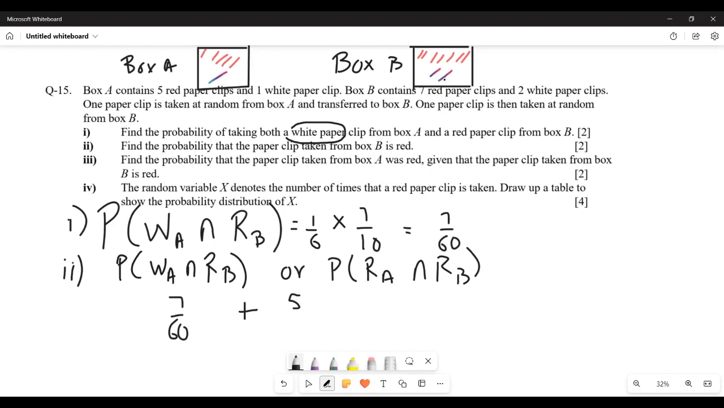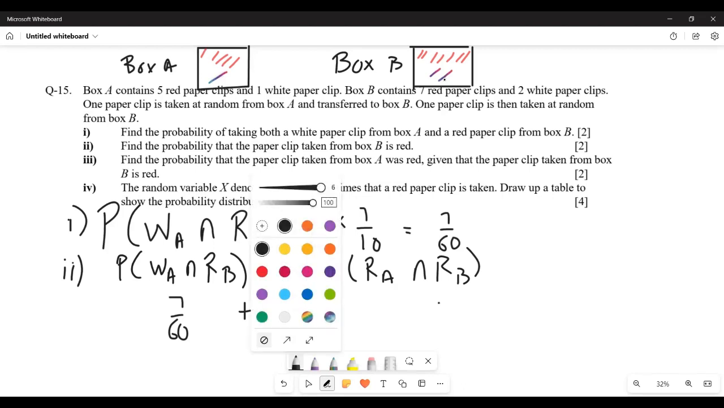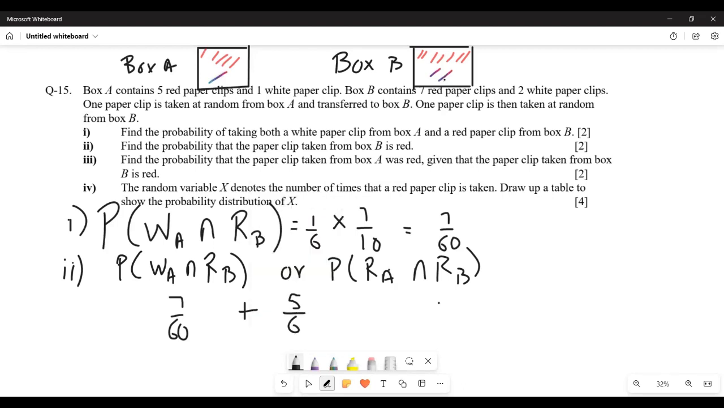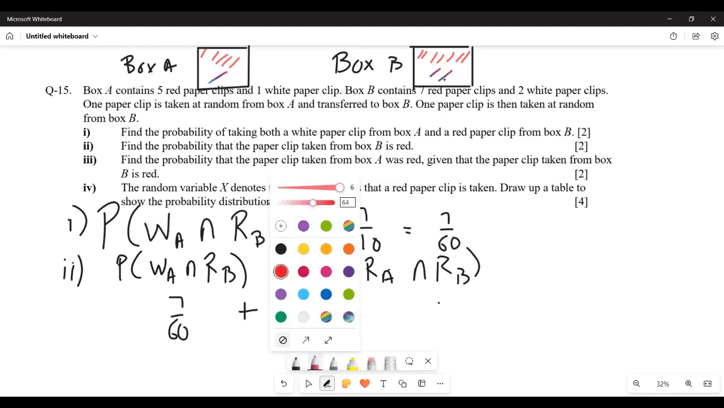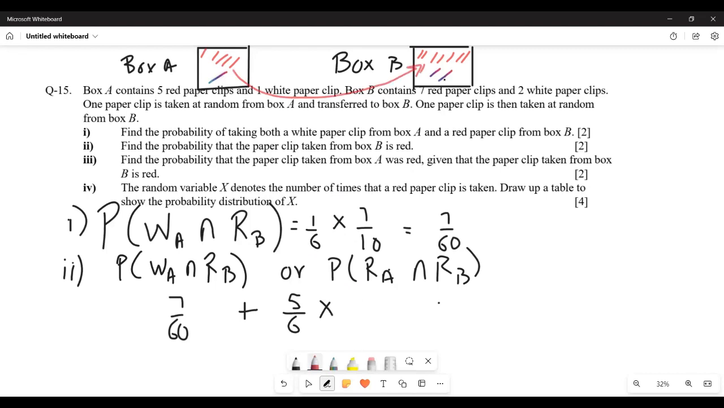Back to this. From the first box, red has come, so there are 5 red out of 6, so 5/6 times, and now that red has been transferred to this bag. So now there are a total of 8 reds and there are a total of 10 paper clips in box B. So that would be 8 upon 10. And collectively, this is 47/60.